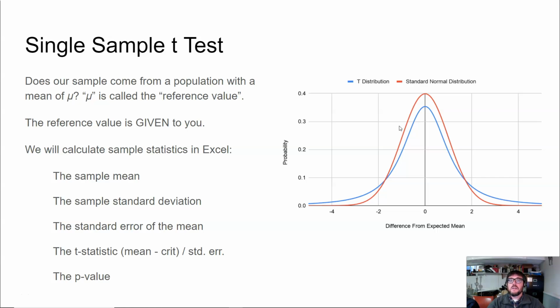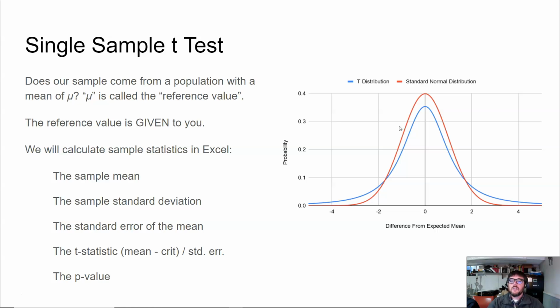And then we'll find the mean of our sample and compare it to that population mean and see if it seems like a reasonable fit. So we call the population mean mu, just like in the z-test. And sometimes I will call mu the reference value. So that's sort of the value we're comparing our sample mean to.